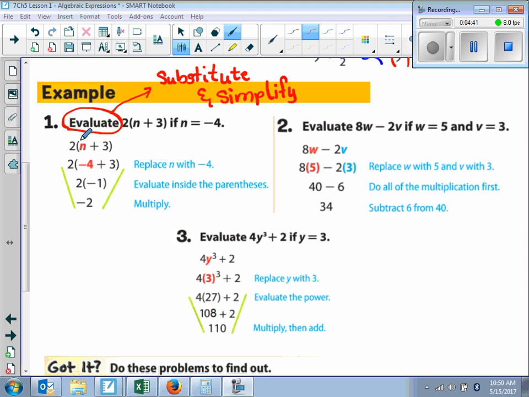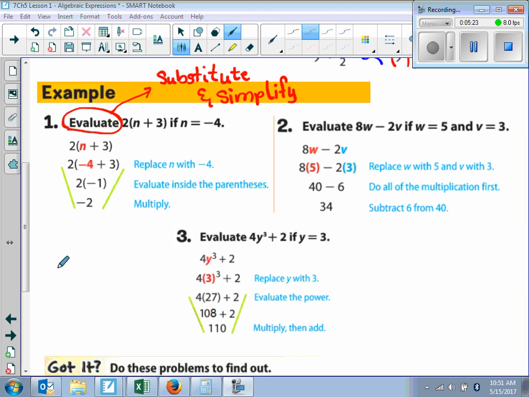So here, example 1 says evaluate 2 times the quantity n plus 3 if n equals -4. Now we've done problems like this before, right? So here we're just going to take that -4 and substitute it in for n. So we have 2 times the quantity, negative 4, plus 3. And then, using our order of operations, we're going to simplify. So, negative 4 plus 3 is equal to negative 1. And now we have 2 times negative 1, which gives us negative 2. If you are showing your work correctly, you're going to see your inverted triangle.